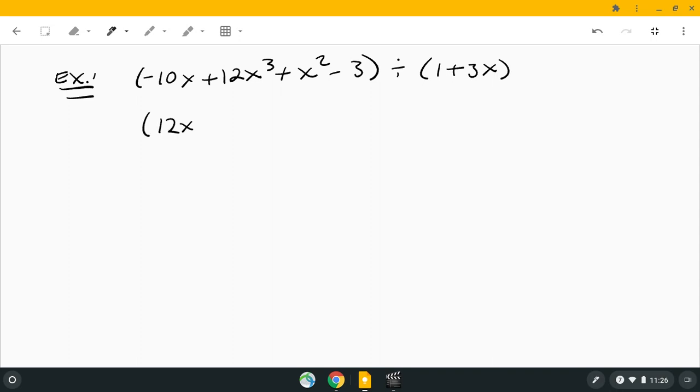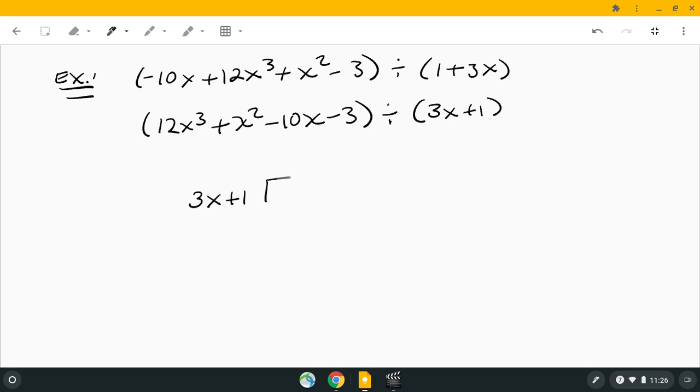All right, so let's do this one. Negative 10x plus 12x cubed plus x squared minus 3 divided by 1 plus 3x. Okay, so we want to put these in descending order. So this is going to be 12x cubed plus x squared minus 10x minus 3 divided by 3x plus 1. Do I need any placeholders? 3, 2, 1, 0. Okay, no placeholders needed. Okay, so I can go ahead and begin.